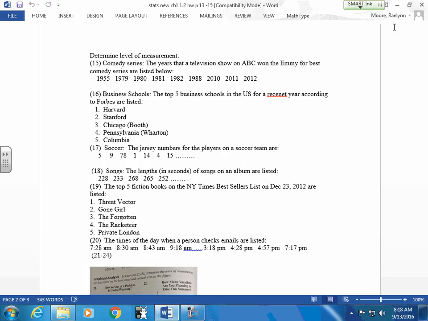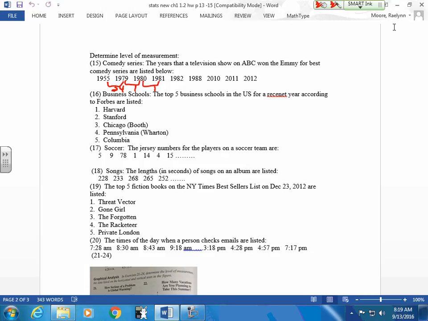What level would this be? Nominal, interval, ordinal, ratio? You're given the years that this comedy series won Emmys. Interval. Because is there a difference between this year and this year? This year and this year? So how many years before they won another Emmy? From here to here, how many years? 24. From here to here, how many years?